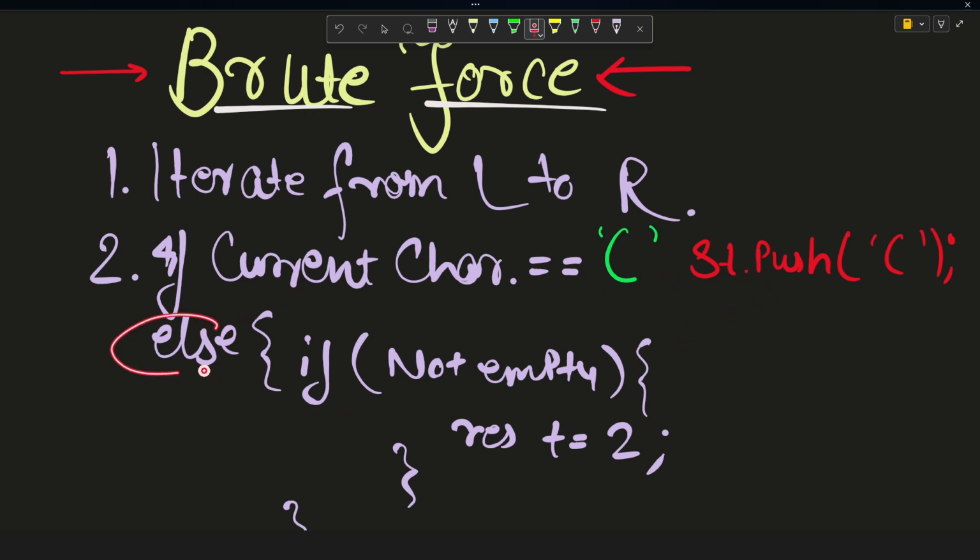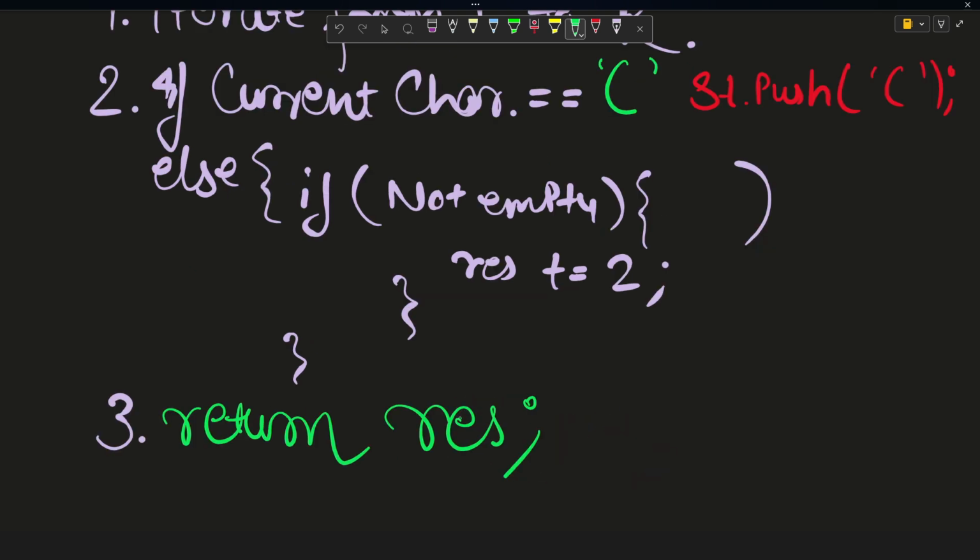And if this is not the case, that is, the current character is a closing bracket, what do we want for each closing bracket? We always want an opening bracket that we have encountered in the past. So we will check if the stack is not empty, that is, there are still some opening brackets remaining. It means that the opening bracket at the top of the stack will now make a pair with the closing bracket that we have just encountered. Since this forms a pair, it will contribute 2 to our answer. And once this is done, we will simply return our result. So this will be our brute force approach.